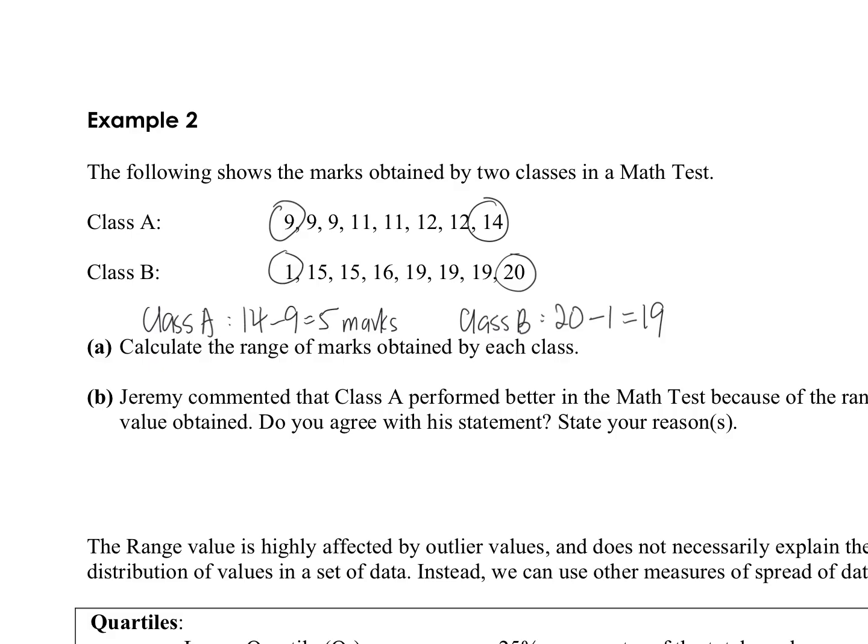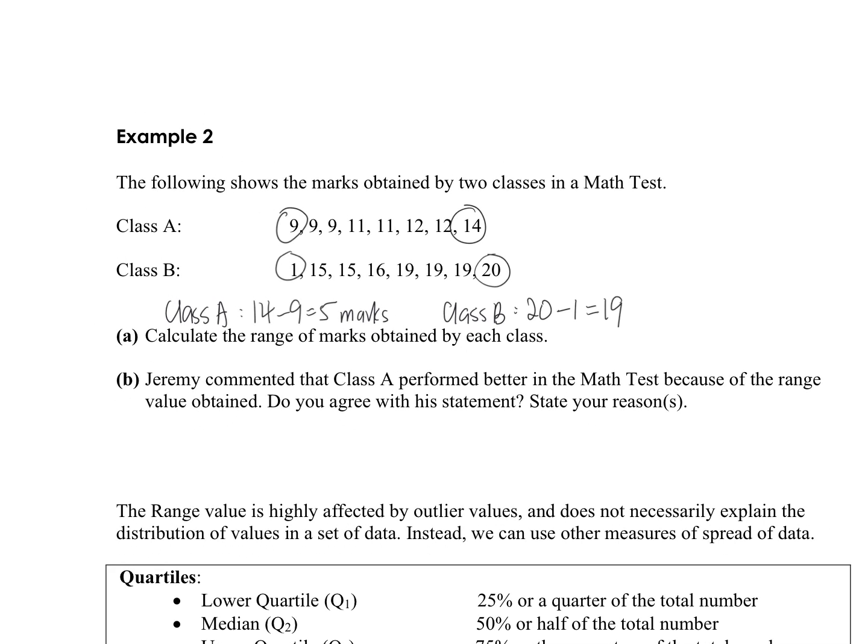Okay, but can I say, like Jeremy said, that class A performed better in the math test because of the range of the values obtained? Can I say that? No. I can't say that, right? Just because of the range, I cannot comment whether this data is better or not. I can only say about the spread. So you can say disagree.